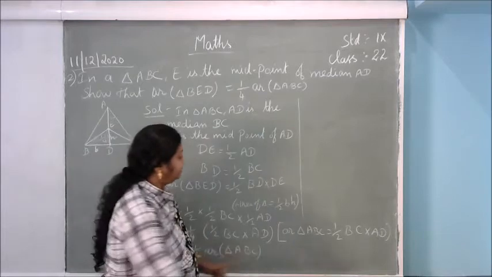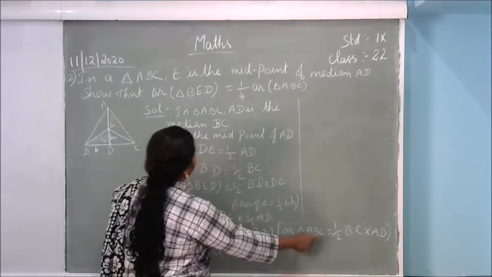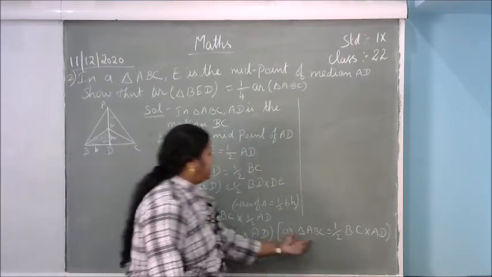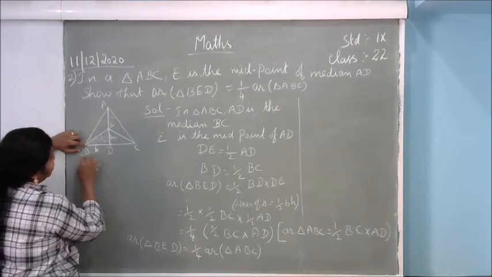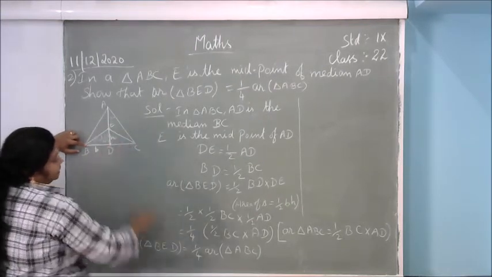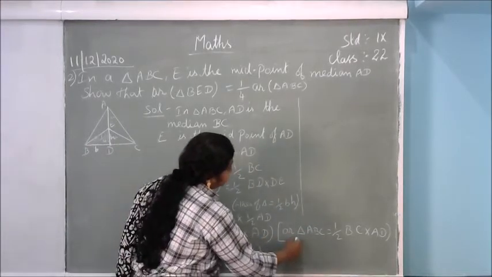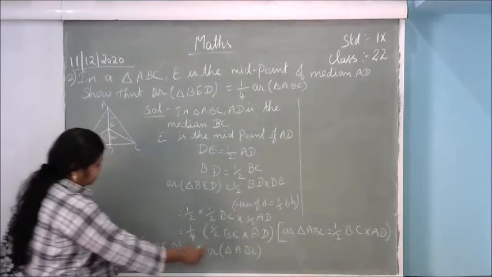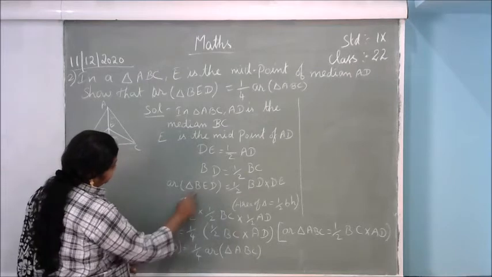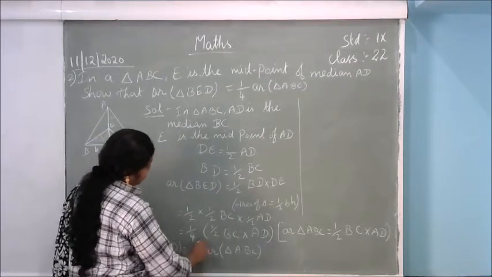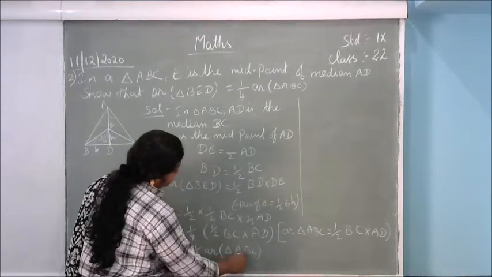If you keep it inside, this is equal to the area of triangle ABC, because the area of triangle ABC is 1 by 2 base into height. Base is BC and height is AD. That's why instead of this BC into AD, we are writing area of triangle ABC. If you write this, you will get the answer: area of triangle BED is equal to 1 by 4 area of triangle ABC.